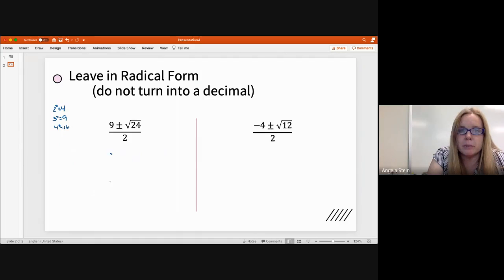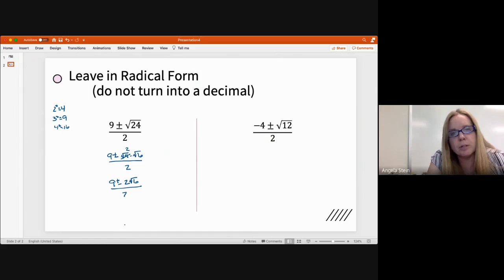So another way I could write this would be 9 plus or minus the square root of 4 times the square root of 6, because the square root of 4 times the square root of 6 equals the square root of 24, over 2. Now think about that. What is the square root of 4? Well, the square root of 4 is 2. So I could say that my answer here is 9 plus or minus 2 times the square root of 6. Now this is a grouping symbol, so we just put the 2 right up against it, over 2. That works. That is a simplified form if we're writing it in radical form and we're not turning it into a decimal.